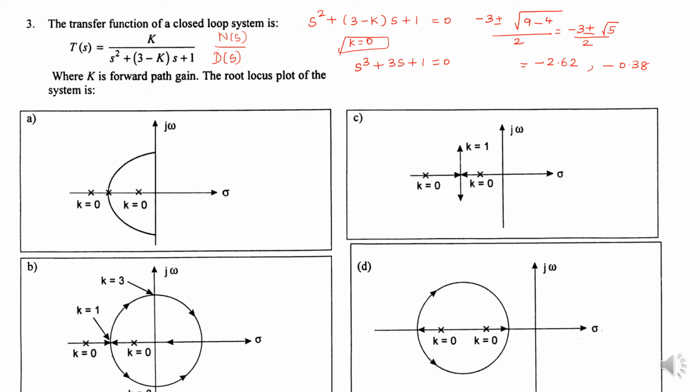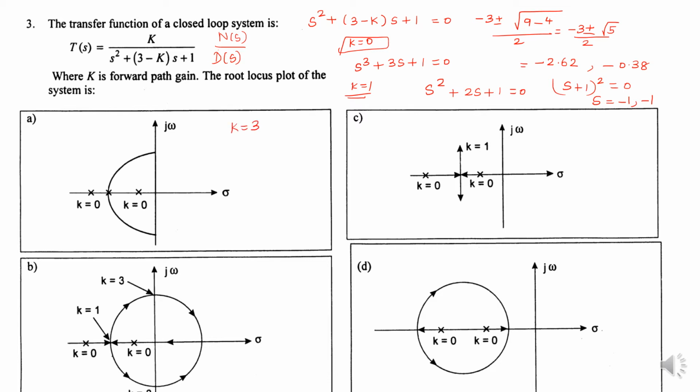Next I have to substitute k equal to 1. So k equal to 1 in this equation, I'll get the new equation s square plus 2s plus 1 equal to 0. What is s square plus 2s plus 1? That is (s plus 1) the whole square, equal to 0. So s may be minus 1, minus 1. Both are minus 1.